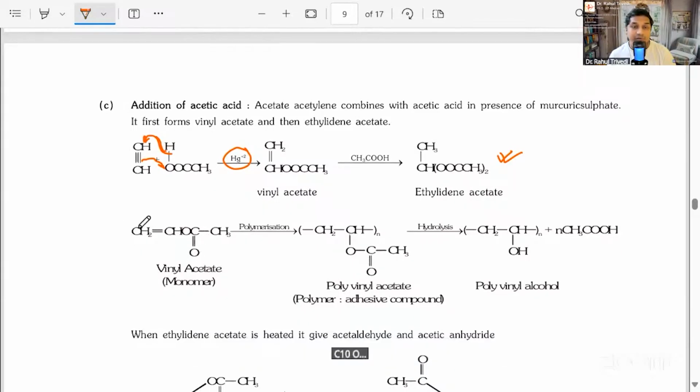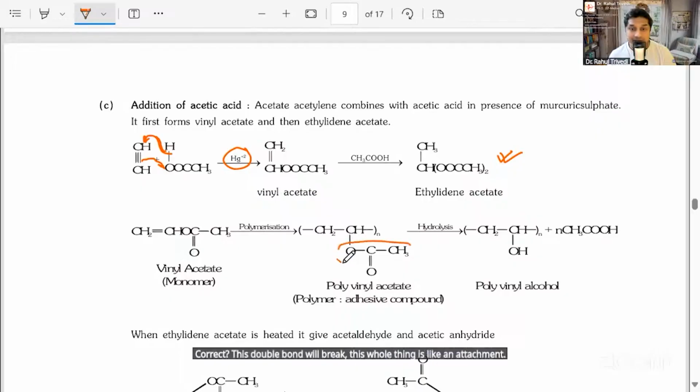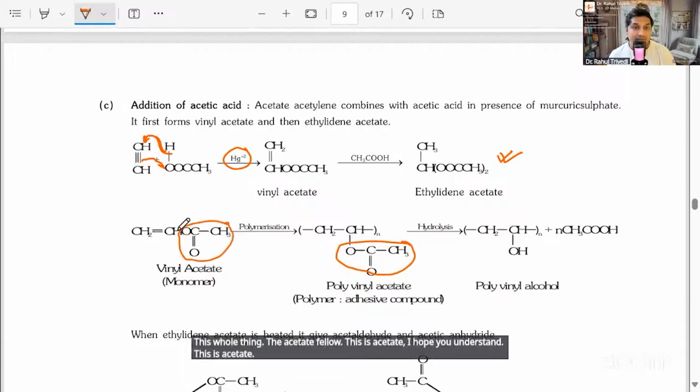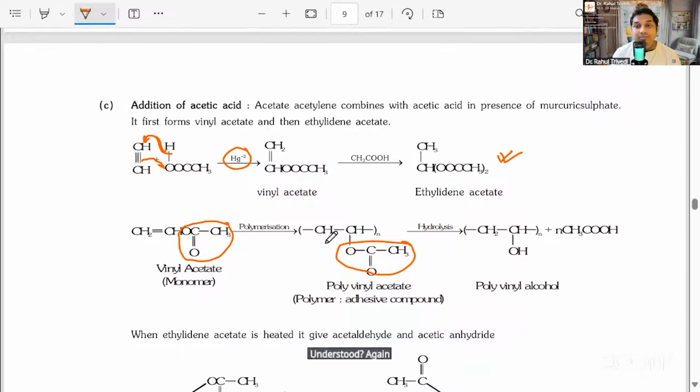Same way, let's say if you have vinyl acetate here with you, C double bond O, this side, vinyl fellow. If you have vinyl acetate with you and that is the monomer, correct? This double bond will break. This whole thing is like an attachment. This whole thing, the acetate fellow. This is acetate. I hope you understand. This is acetate. Good. And it is connected to this vinyl group. That's how vinyl acetate. Understood? Again, addition polymerization. Good. Yes.